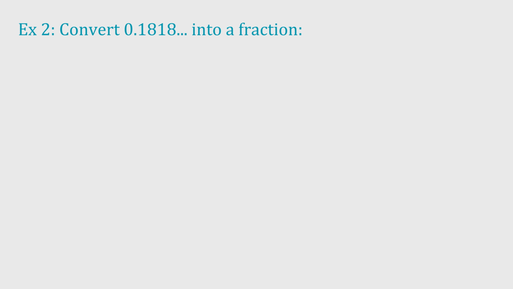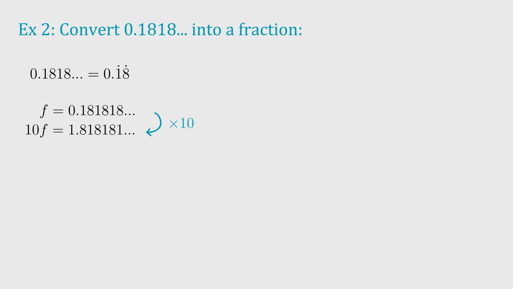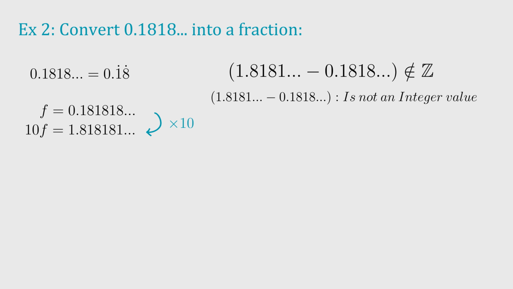Example number 2. Write 0.18 repeating 18 into fraction form. Same as the previous example, assign the value to f, then multiply your equation by 10. If you look closely, you can't do this example just like the previous one, because when you subtract the values of 10f and 1f, the decimals do not cancel out. Thus, it is not an integer.